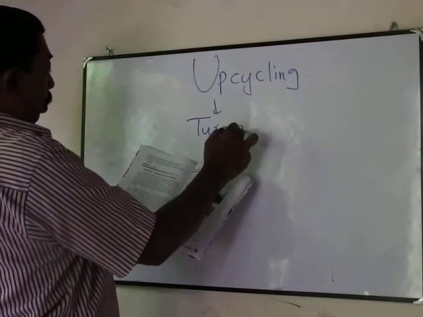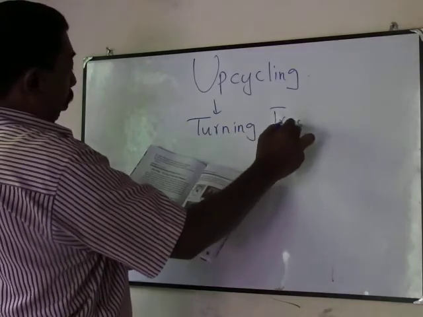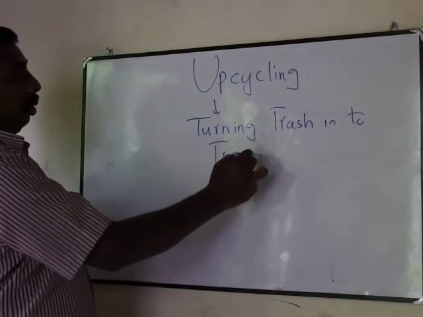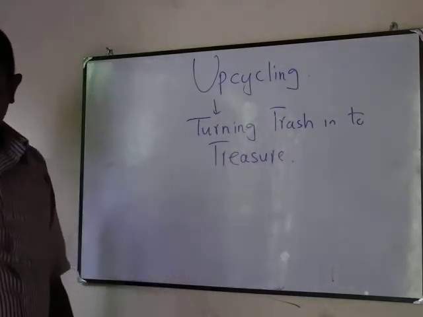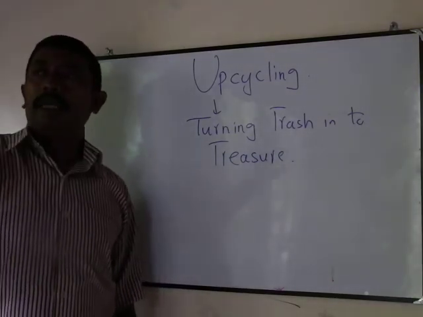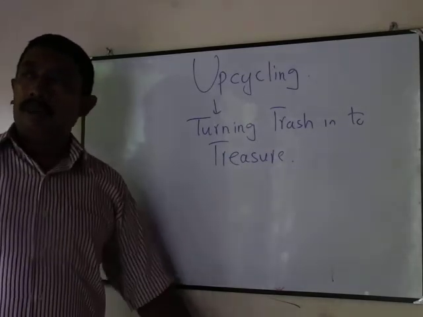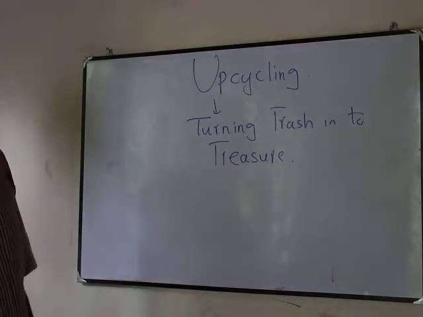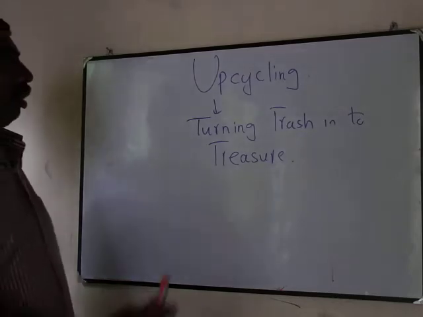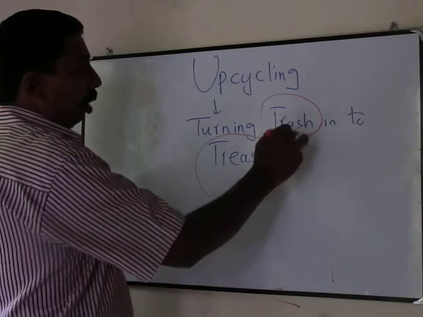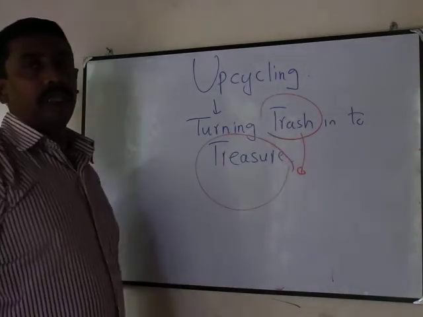Turning trash into treasure. Upcycling කියන්නේ මොකද්ද? ඔබ දන්නවා recycling කියන්නේ same wasted thing is made to be the same item. For example, wasted plastic is recycled as plastic again. ඒක recycling. Used paper is recycled as paper again. Upcycling means turning trash into treasure. Trash කියන්නේ මොකද්ද? Useless things. Useless things are converted to useful things.